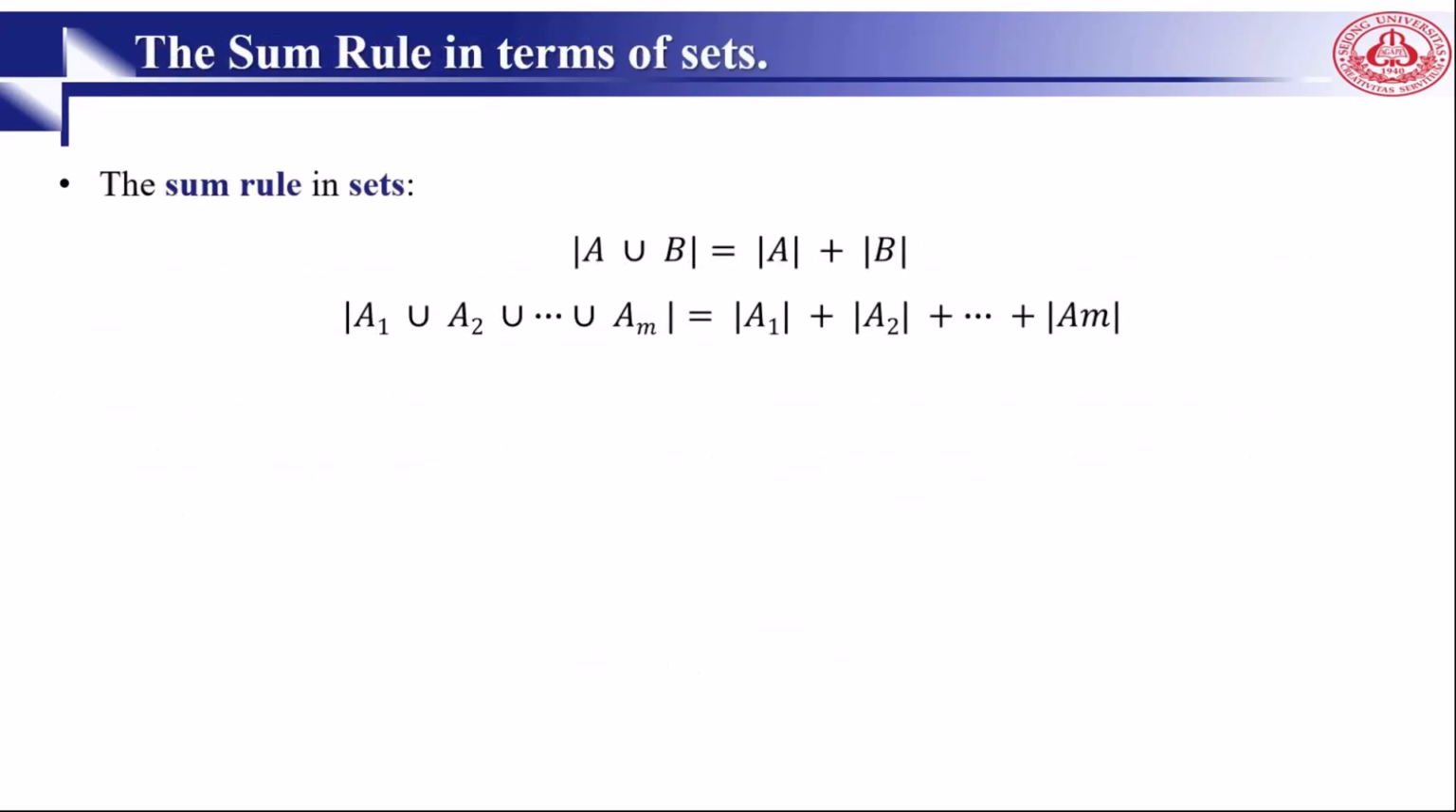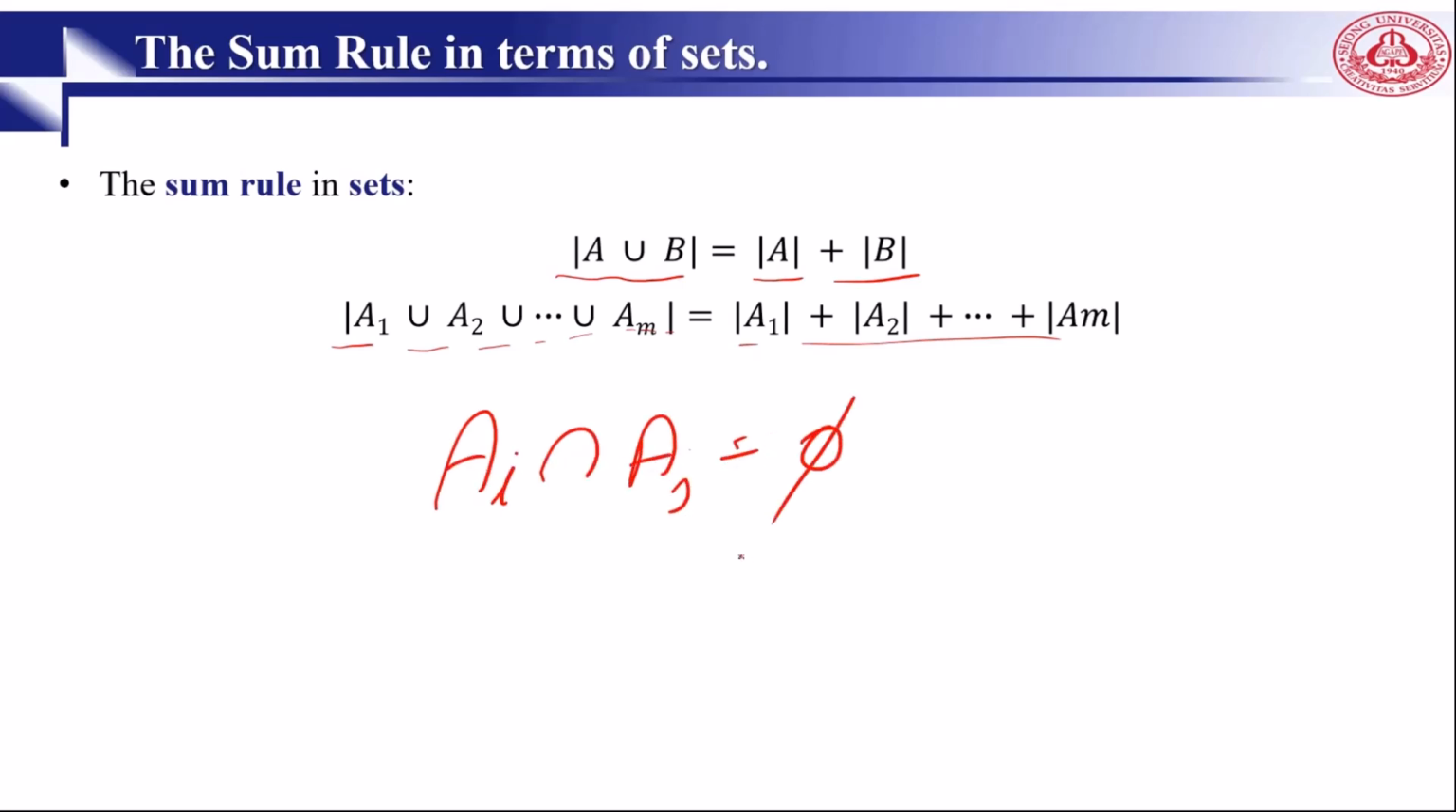The sum rule can be phrased in terms of sets. The size of A union B equals the size of A plus the size of B. Or you can say A1 union A2 up to AM, it can be like this. And in here we say that Ai intersection Aj is empty. It means they are disjoint. You remember the example of faculty members and students. They are disjoint because a student cannot be a faculty member and a faculty member cannot be a student.